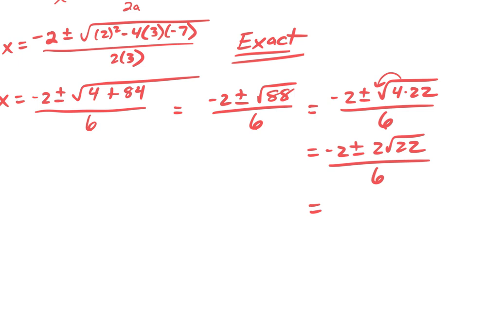-2 over 6. I can take 2 out of both of those. Okay? And then I can take 2 out of both of these as well. You've got to take it out of both of them if you do that. And that equals 3, or over 3.